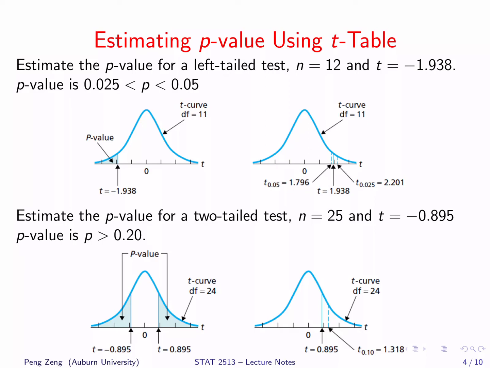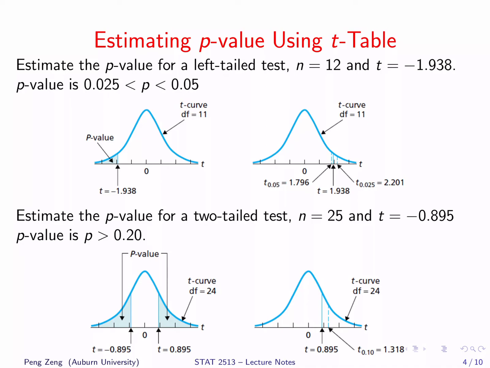Let's check some examples. Estimate the p-value for a left-tailed test with n equals 12 and t equals negative 1.938. Because it is a left-tailed test, the p-value is the probability to the left of negative 1.938. However, a t-table only lists probabilities to the right of a value. By symmetry, the p-value is equal to the probability to the right of positive 1.938. Because n equals 12, the number of degrees of freedom is n-1 equals 11.